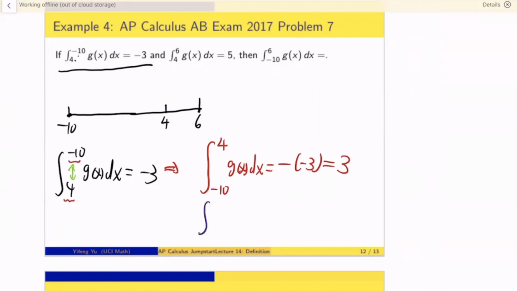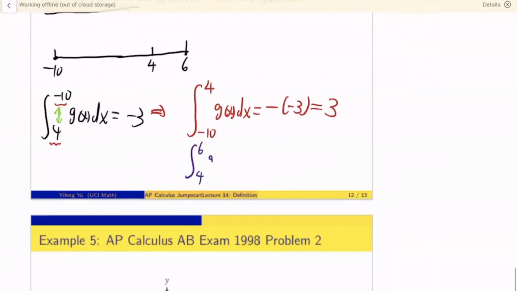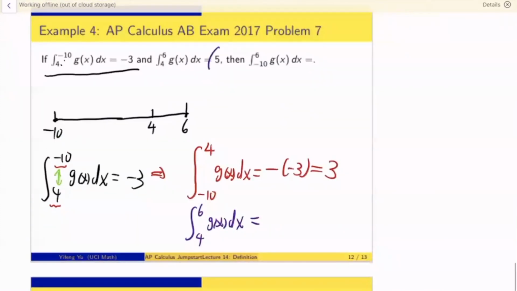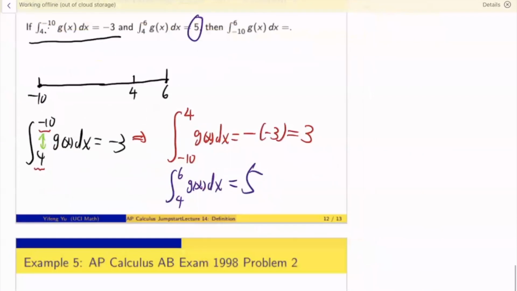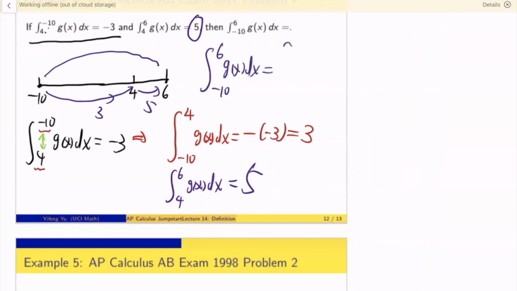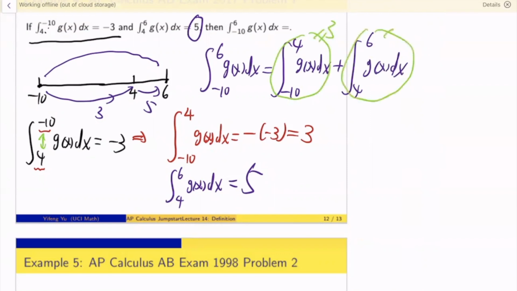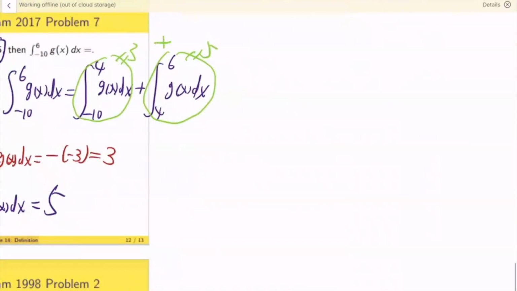And then from 4 to 6, the integral of g(x) dx equals 5. Now for the total: from -10 to 4 is 3, and from 4 to 6 is 5. So the total integral from -10 to 6 of g(x) dx is the integral from -10 to 4 of g(x) dx plus the integral from 4 to 6 of g(x) dx. This equals 3 plus 5, so you just add them up. The final answer will be 8.